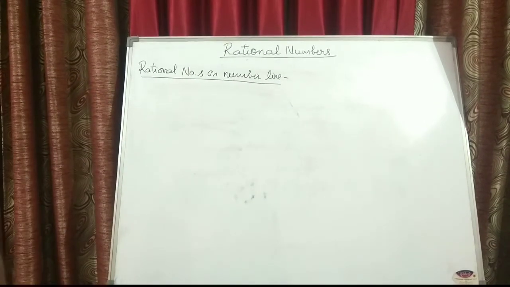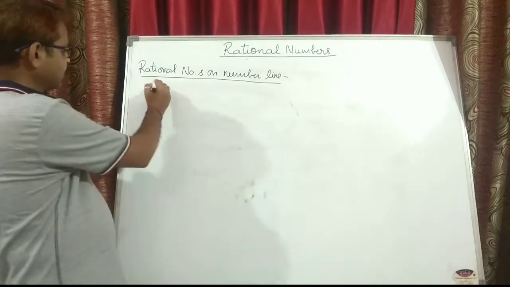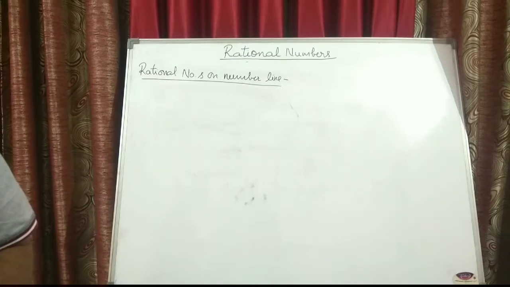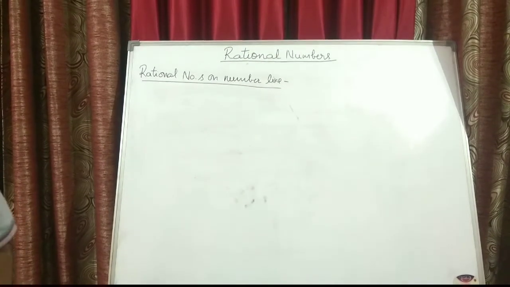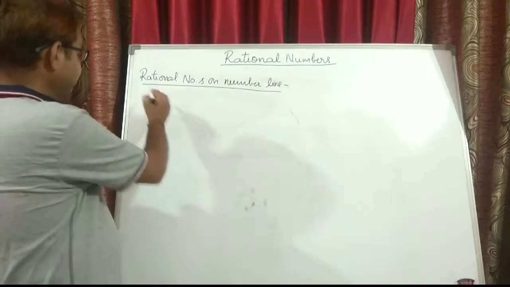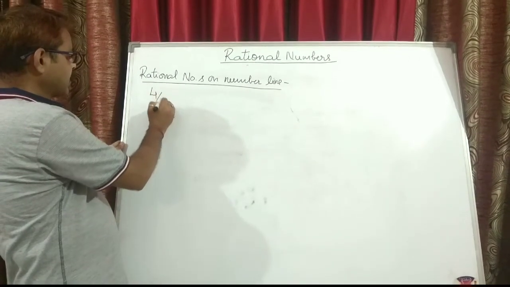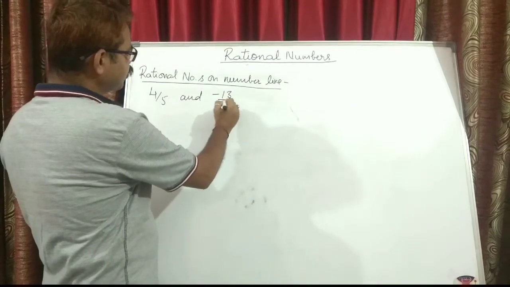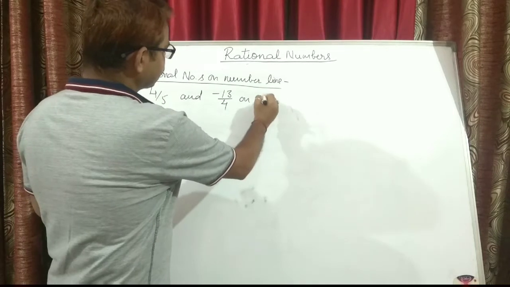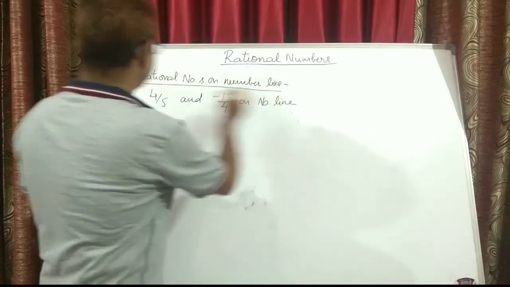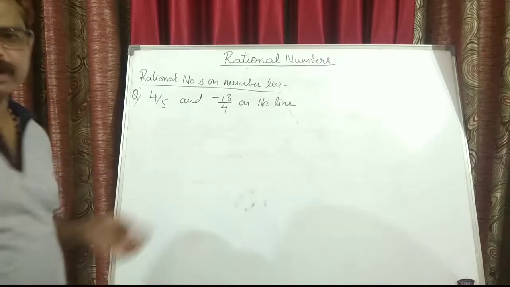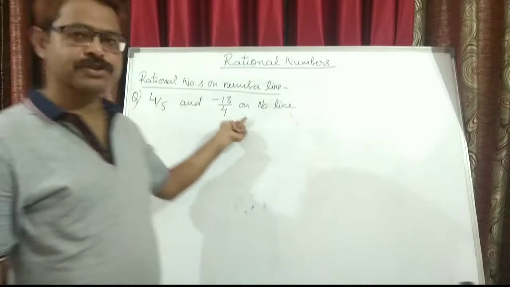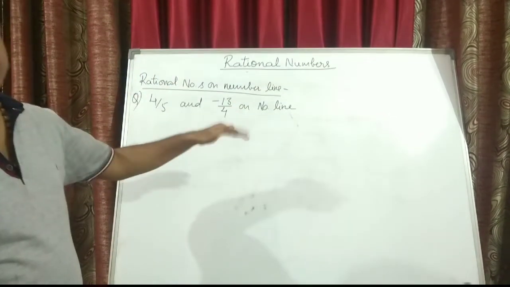Let's take the question: represent 4 upon 5 and minus 13 upon 4 on a number line. I will be explaining this with the help of a question. I have taken two different numbers, one is 4 upon 5 and one is minus 13 upon 4. We have to represent both these numbers on a number line.